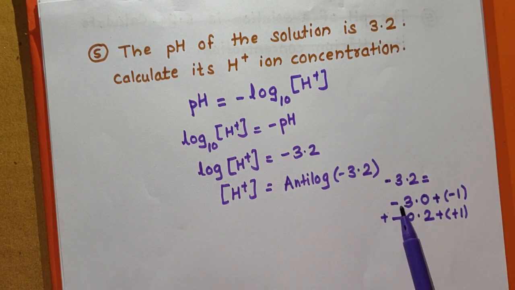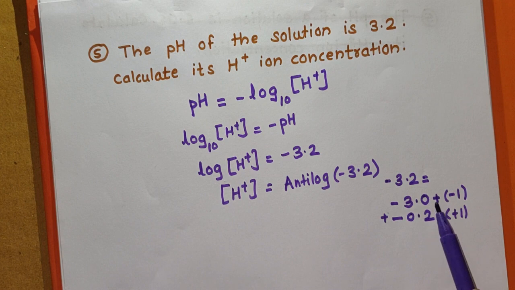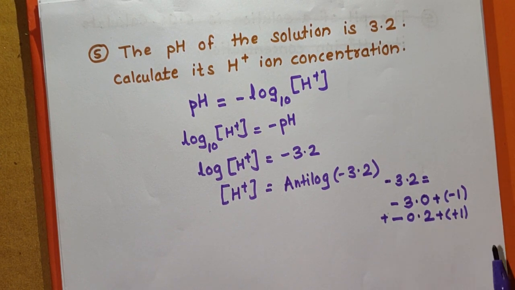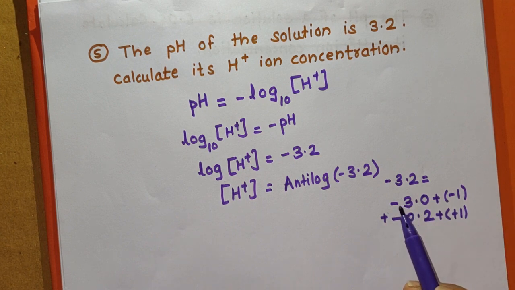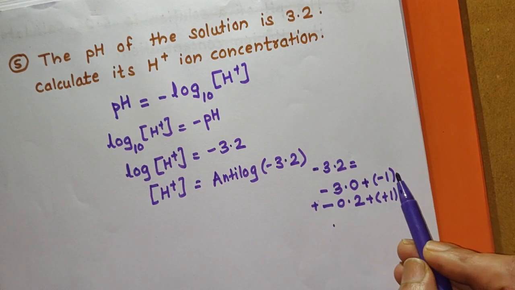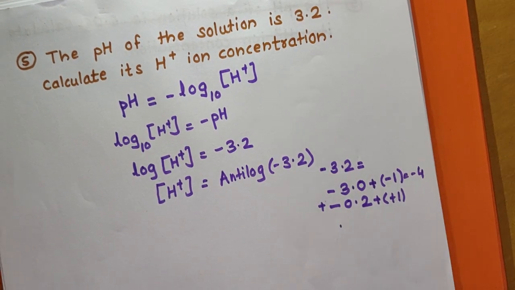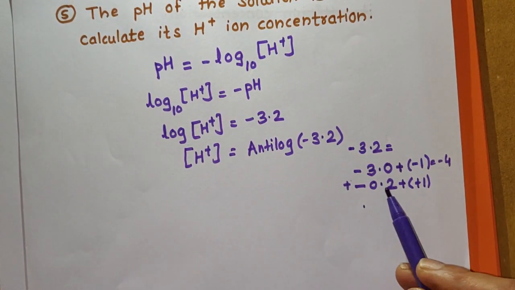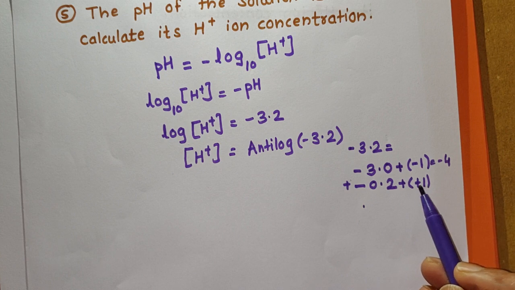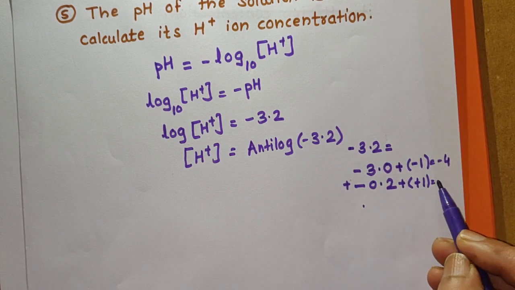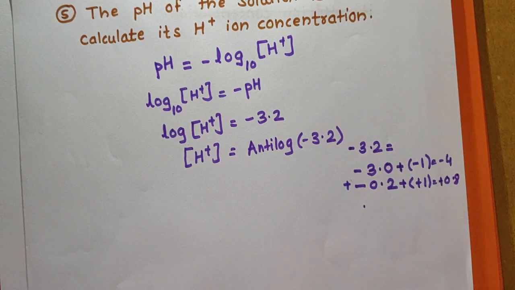Here minus 3 is the characteristic. So we have to add in characteristic minus 1, and in mantissa we have to add plus 1. What will happen here? Minus 3 plus minus 1, that is equal to minus 4. So this will become minus 4. And here minus 0.2 plus 1, that means 1 minus 0.2, and so it will be equal to plus 0.8.